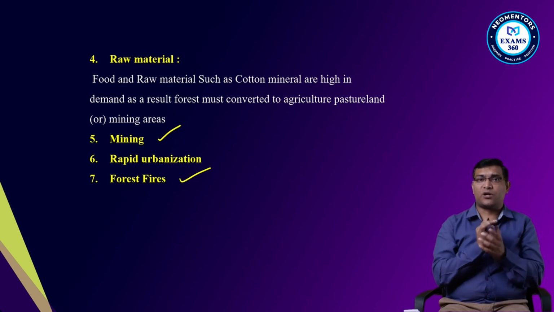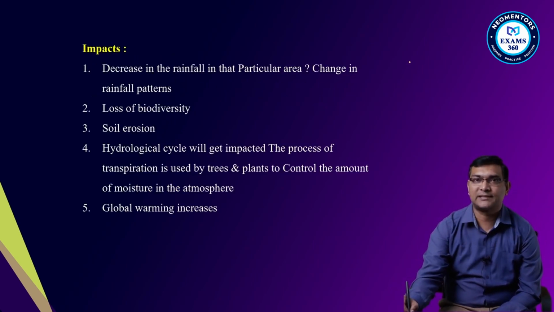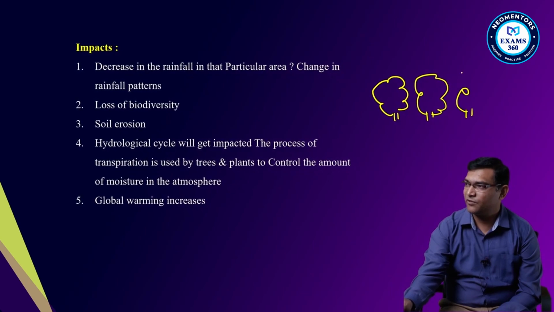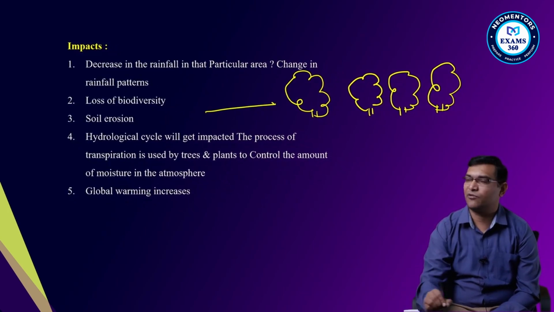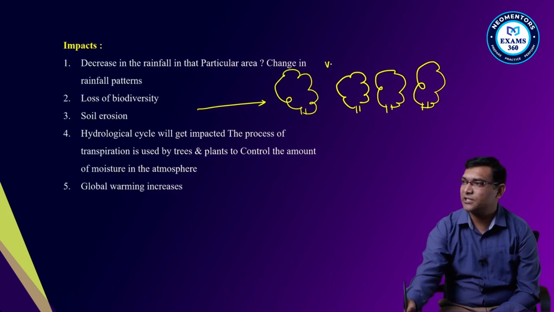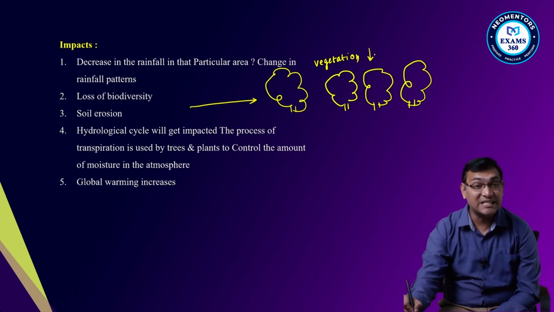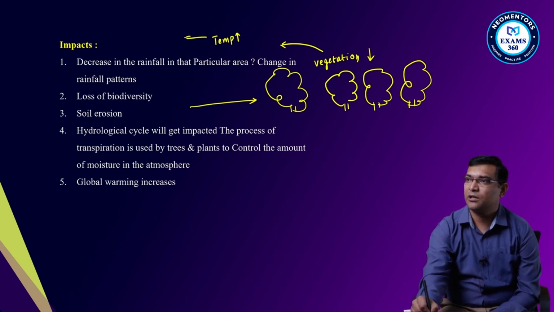These are the causes of deforestation. Now, if you clear the forest, what are the impacts you see? First, if you clear the forest in a particular area, what will happen? Can I say the vegetation in that particular area decreases? Vegetation decreases, and if the vegetation decreases, can I say it will lead to a rise in temperature, and also this is nothing but the global warming phenomenon.